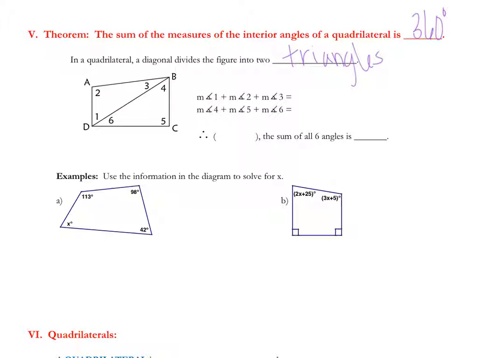Okay. So if we take the measure of angle 1 plus the measure of angle 2 plus the measure of angle 3, that's going to equal 180 degrees, because remember from yesterday, the interior angles of a triangle add up to 180 degrees. And then 4, 5, and 6 would also equal 180 degrees. So a quadrilateral is made up of two triangles, and if the two triangles are 180 degrees, then the sum of all six angles is 360 degrees. Okay. And those little dots, by the way, mean therefore. So therefore, the sum of all six angles is 360 degrees.